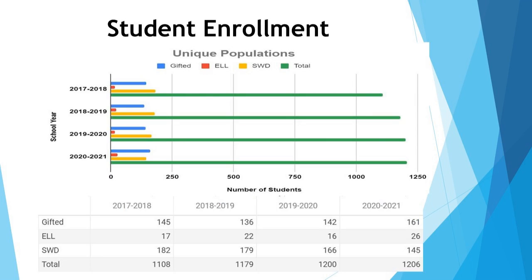This next graph depicts the student enrollment for unique populations, where we can see that there is minimal variation of change in the data. There's a slight increase in gifted students over the 4-year duration from 145 to 161 students, and there's a slight decrease in students with disabilities from 182 to 145.